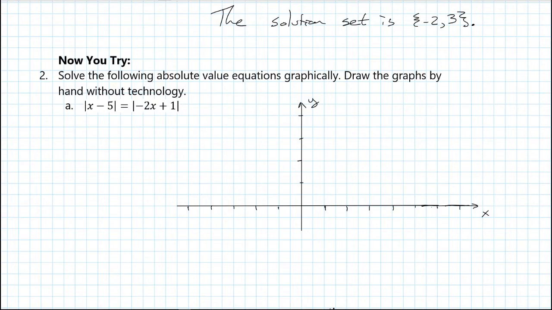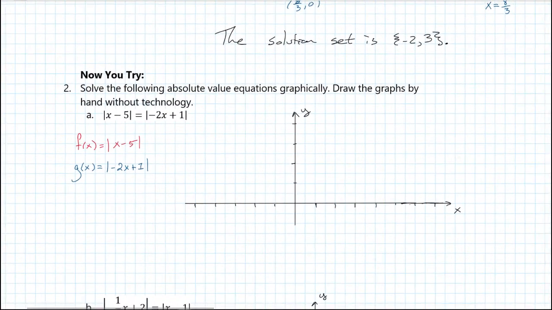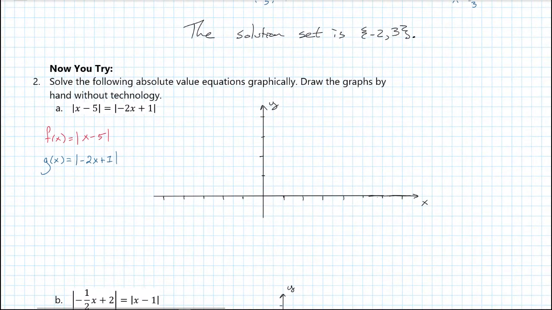I'm going to begin by just defining f of x as the left side, the absolute value of x minus 5. And then we're going to define the right side as g of x to equal the absolute value of negative 2x plus 1. Let's go ahead and start by graphing f of x equals the absolute value of x minus 5. To do this, I'm going to start by taking the inside of that and say x minus 5 equals 0, where we get x equals 5.